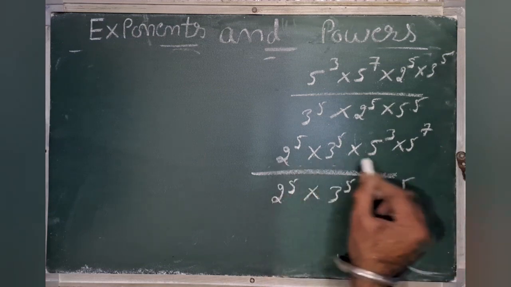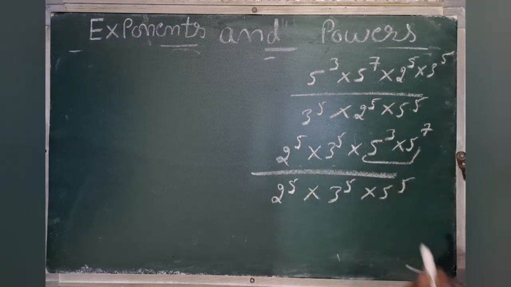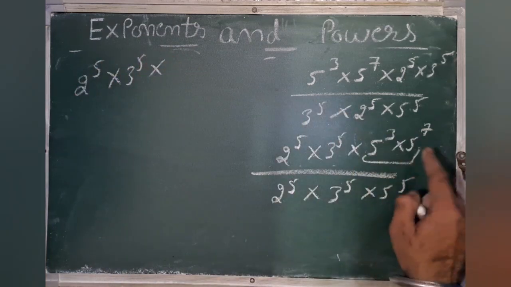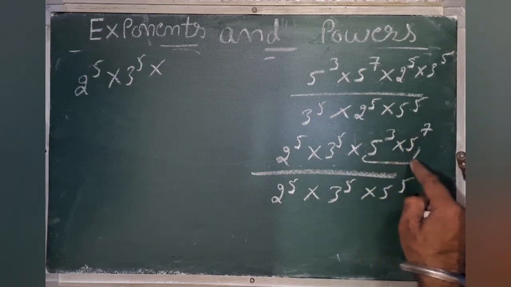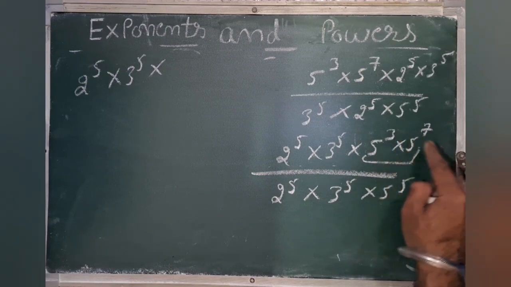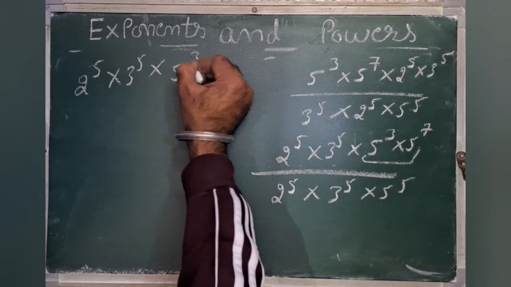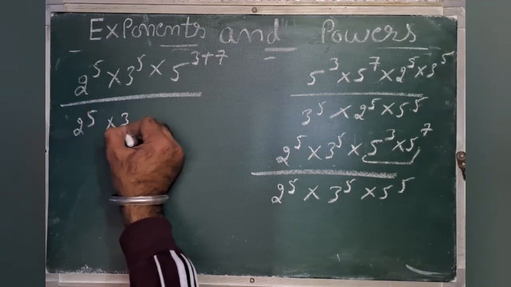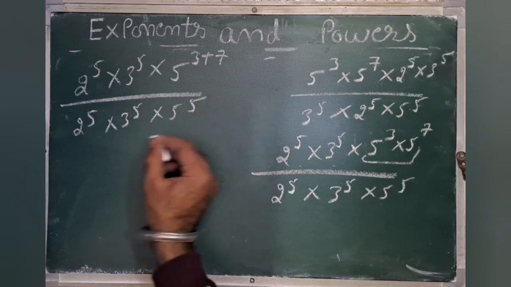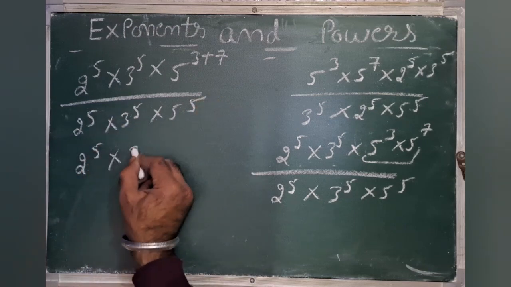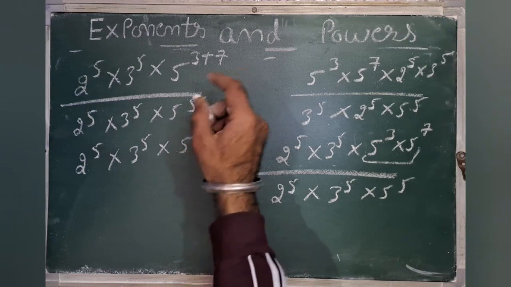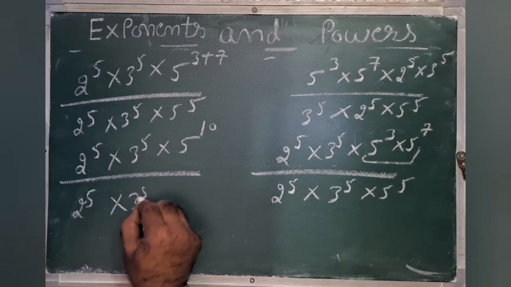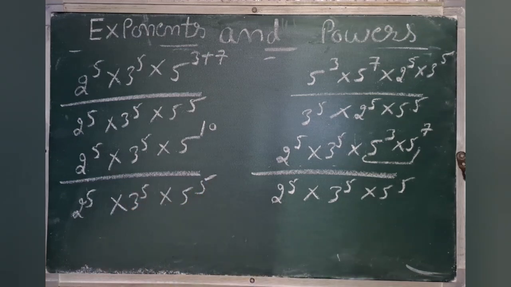2 power 5, 3 power 5, 5 power 5. So in this base there is no 3. So 2 power 5 multiply 3 power 5. This a power m multiply a power n, so we add the powers. 3 plus 7. 3 plus 7 upon 2 power 5 multiply 3 power 5 multiply 5 power 5. So this 2 power 5 multiply 3 power 5 multiply 5 power 10 upon 2 power 5, 3 power 5, 5 power 5.